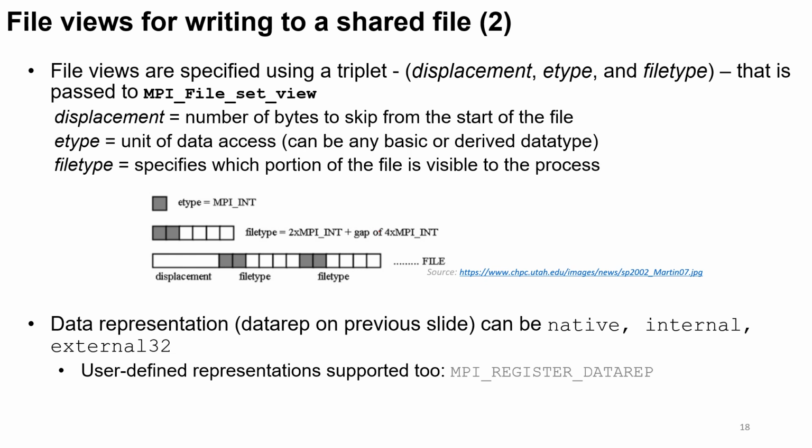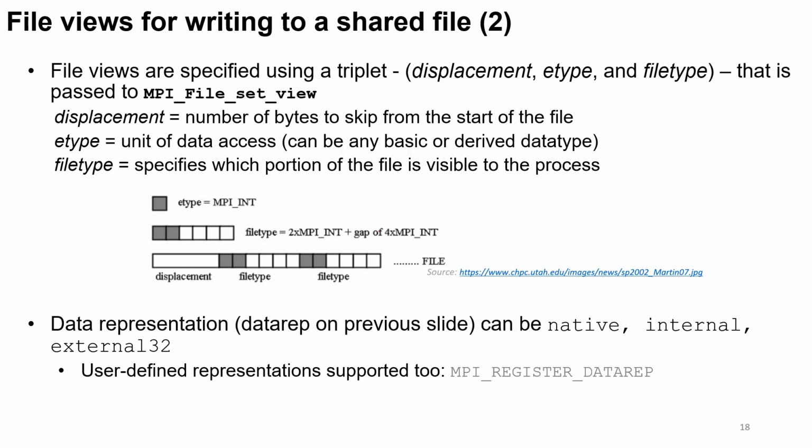The data representation, which is internal, can be used for I/O operations in a homogeneous or heterogeneous MPI environment. The MPI implementation, like I said, is free to decide how it implements the internal data representation. It might as well be implementing internal in the external 32 format. So the external 32 format is the universal format that is suggested for interoperability.